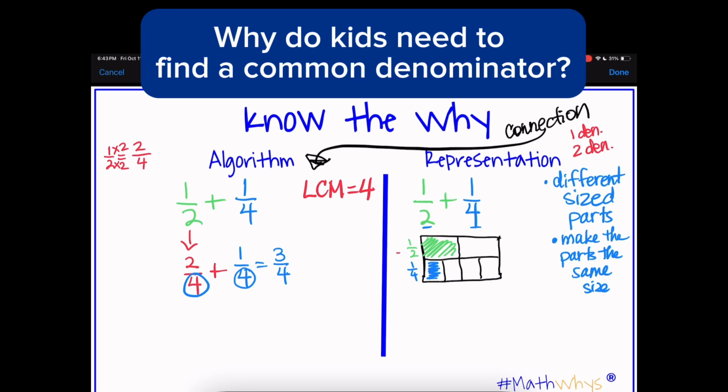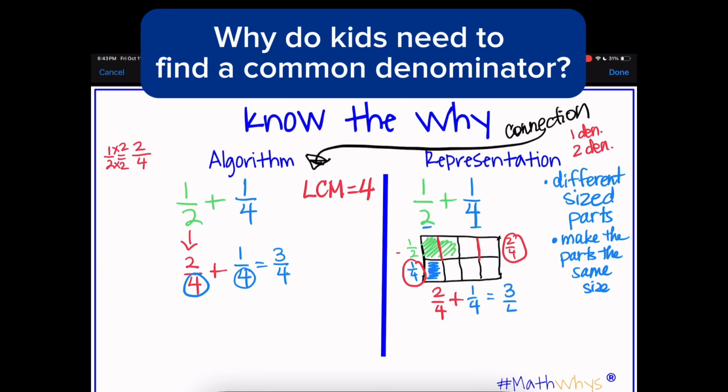So to do that, I am going to partition my halves into fourths. And so for each half, I'm going to cut it into 2 equal parts. And so for that, I see that 1/2 now is equivalent to 2/4. And so now the sizes of the parts are the same. So now I can add these 2 fractions. So I'll take my 2/4 and I'm going to add it to my 1/4, and I get 3/4.